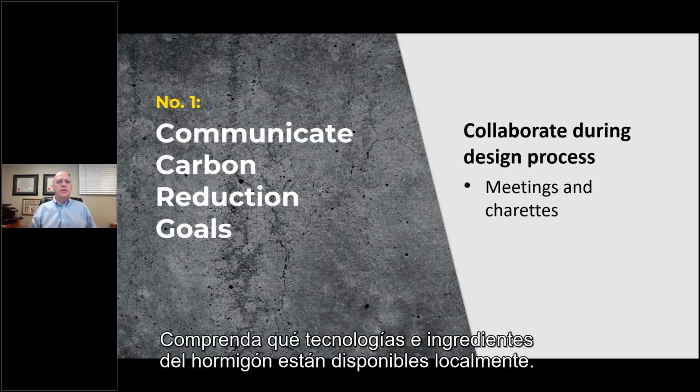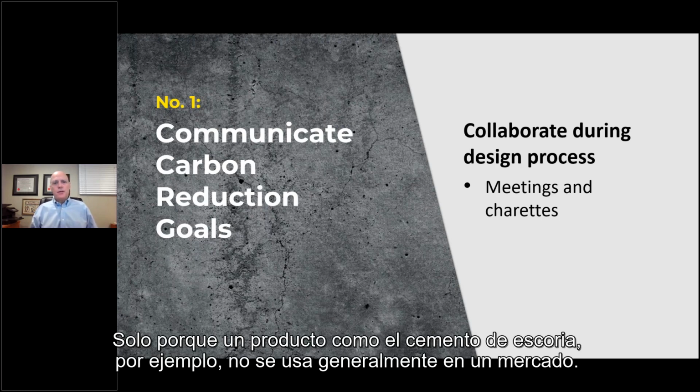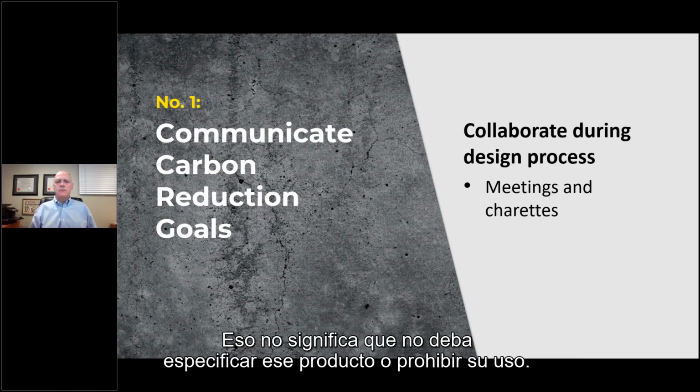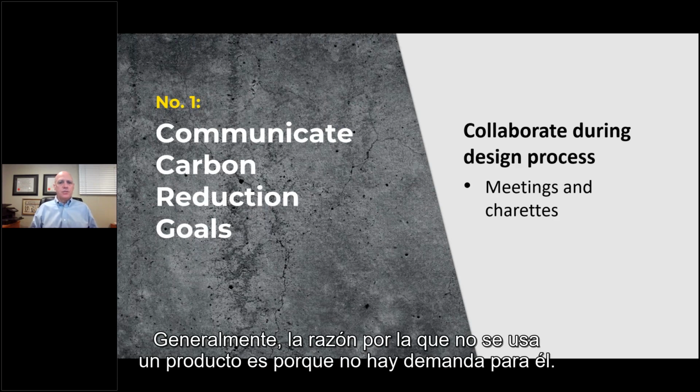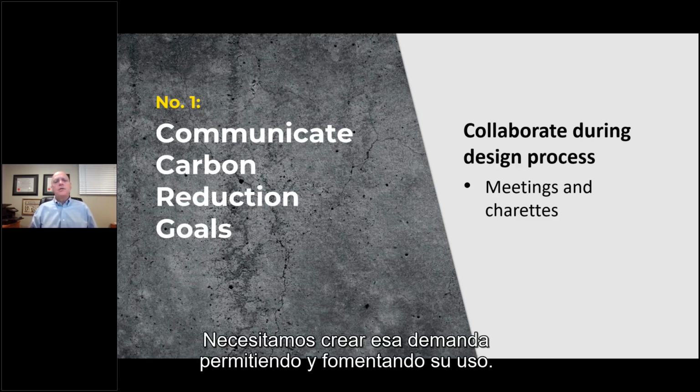Understand what technologies and concrete ingredients are available locally. Just because a product like slag cement, for example, isn't generally used in a market, that doesn't mean you should not specify that product or prohibit its use. Generally, the reason a product is not used is because there is no demand for it. You need to create that demand by permitting and encouraging its use.